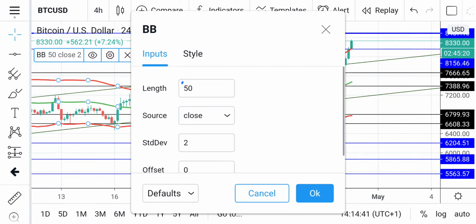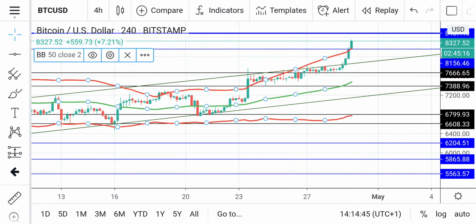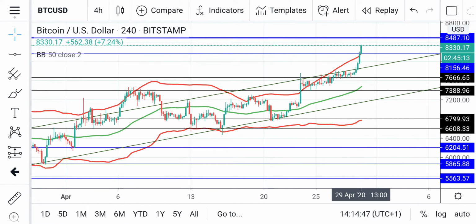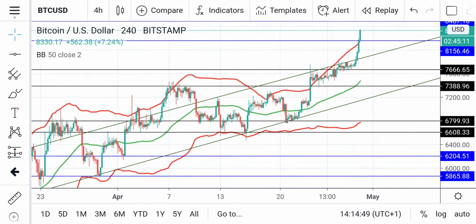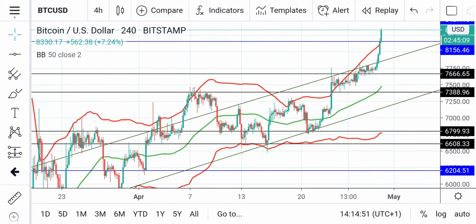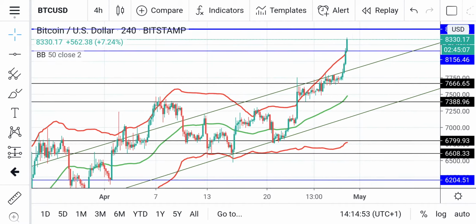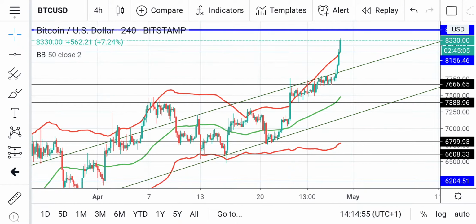So all I did is just change this length to 50. So now it becomes a 50 period Bollinger Band. So how do you use the middle band and the upper bands as area of value?